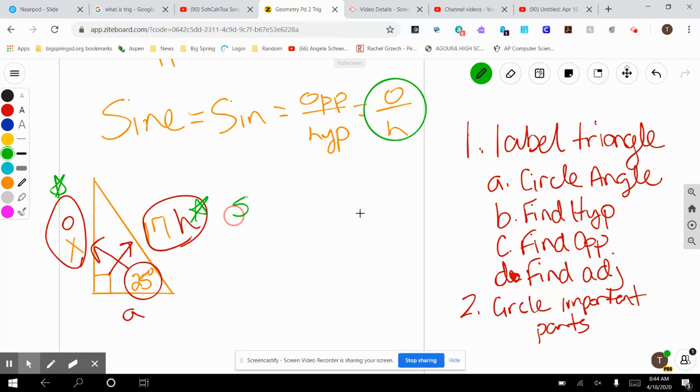Okay, so how we write this is we always write the sine of the angle, which in our case is 25, and then it's opposite over hypotenuse. So our opposite was x, our hypotenuse was 17. Okay, so we do that.